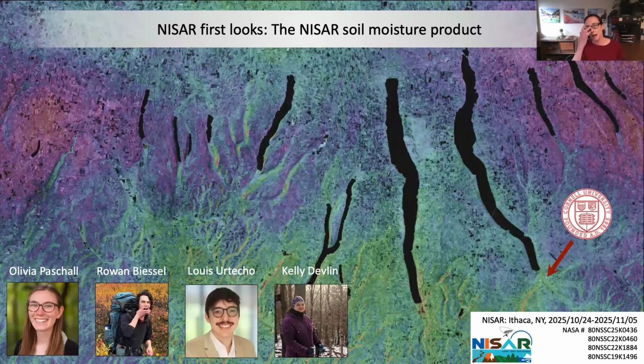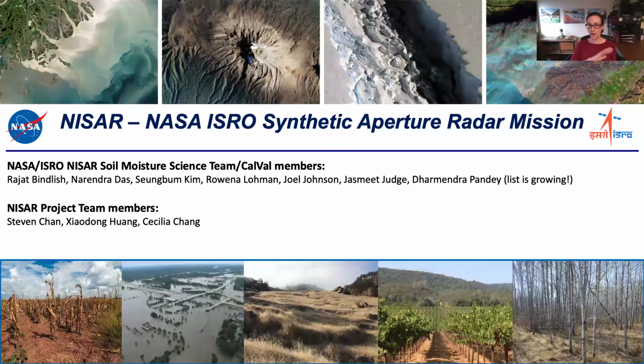Okay, so NISAR stands for the NASA ISRO Synthetic Aperture Radar Mission. And again, I'm not going to be talking about the rest of the mission all that much today. I'm really focusing on the soil moisture product. There's a really rich team of people who are working on the product itself and generating calibration validation data for the first year or so of the project. A lot of these people have history with other soil moisture missions like the SMAP mission.